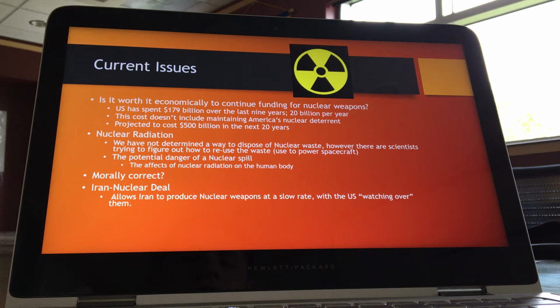Also, the potential danger of a nuclear spill, especially in the nuclear power plants. We saw this happen in Chernobyl, where there was a huge evacuation, and that part of the region is unable to perform due to the radiation. So that scares many people away from nuclear energy because of the nuclear radiation effects on the human body with deformation and sickness. And people also wonder if it's morally correct. I touched on this a little bit on the last slide, but is it okay to have this powerful weapon in a handful of people's palms essentially? And is it okay that we support these things?